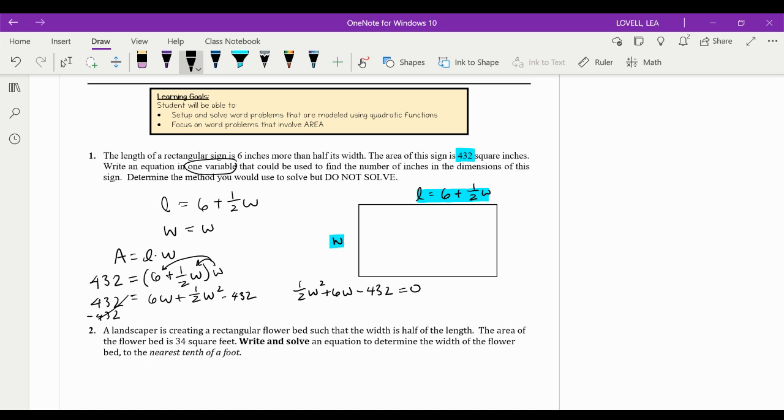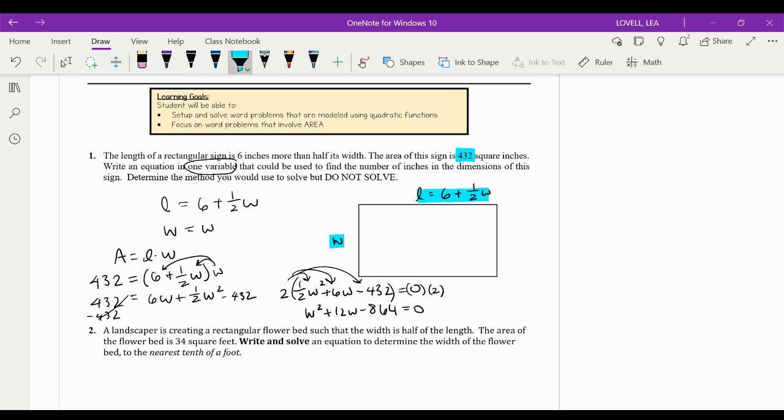I don't really like working with this 1/2 right here, so I'm going to multiply the whole equation by 2. And since it's an equation, what I do to one side, I've got to do to the other. And that is going to get rid of the fraction for me. So now I have W squared plus 12W minus, what is that going to be, 864? 864 equals 0. Oh, awesome. I can totally factor this. 24 times 36 gives me 864. So I know that this can be factored.